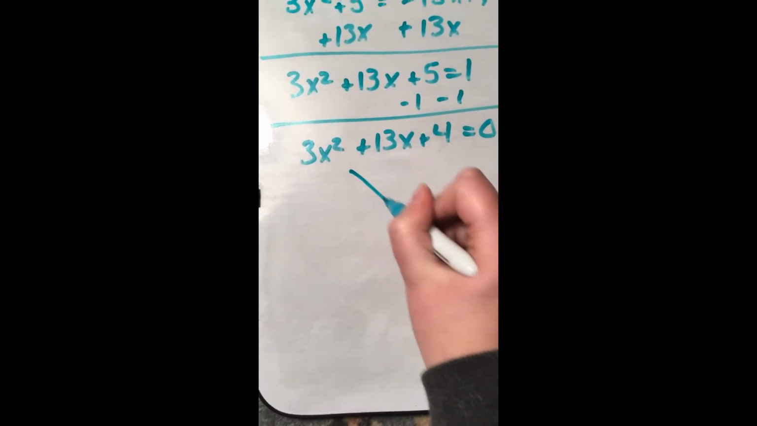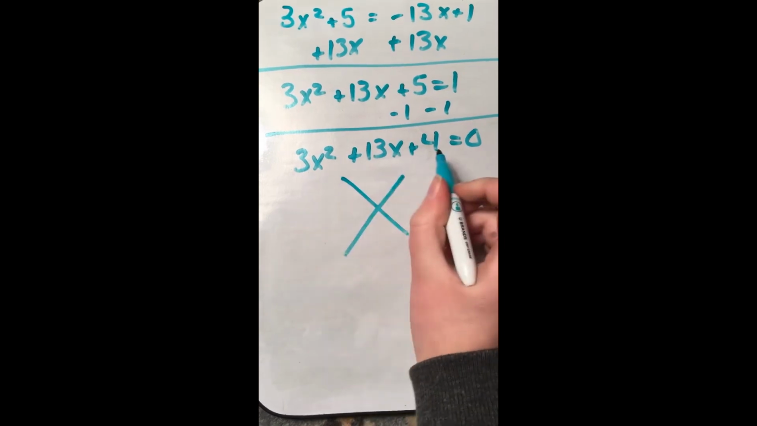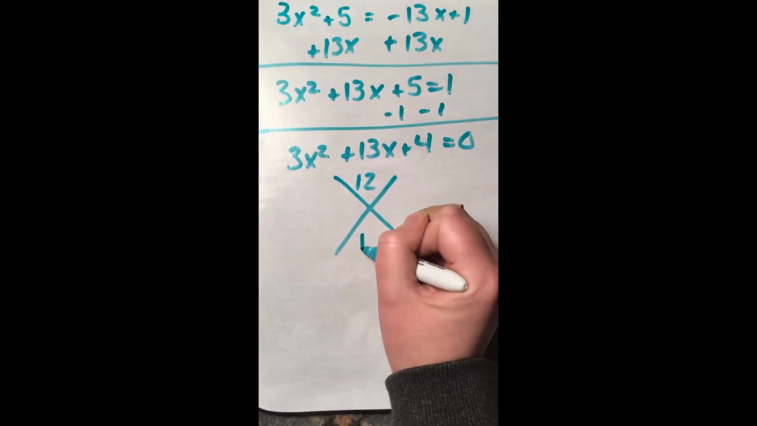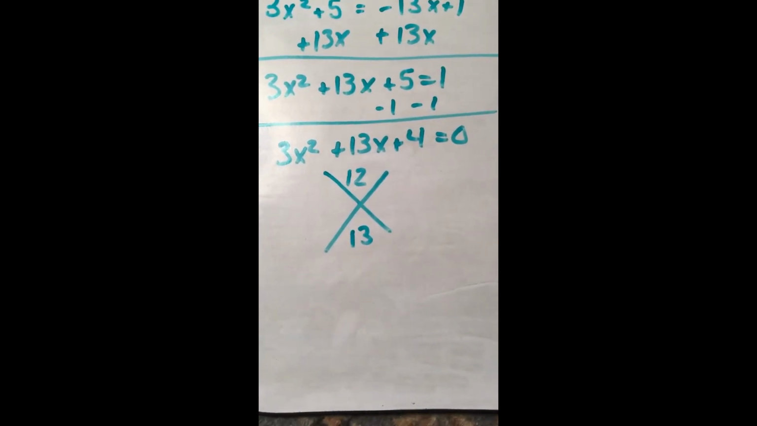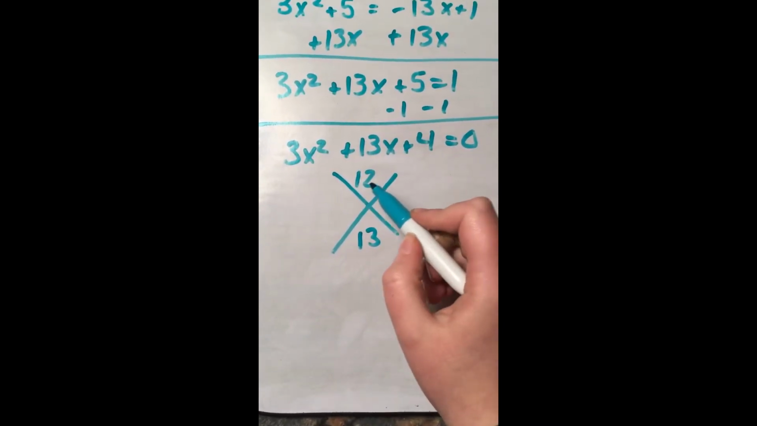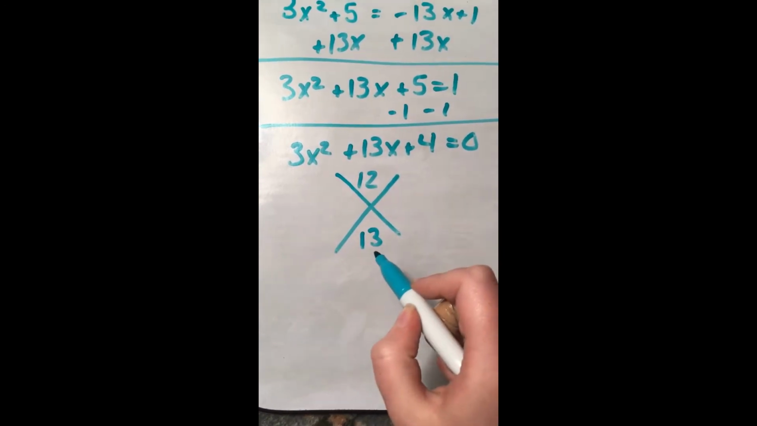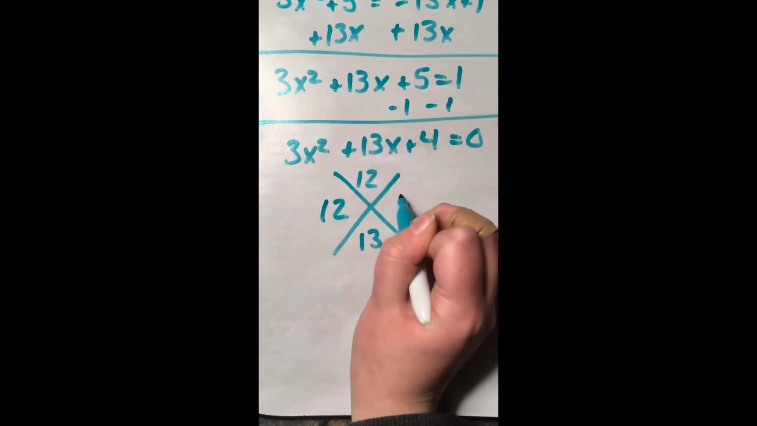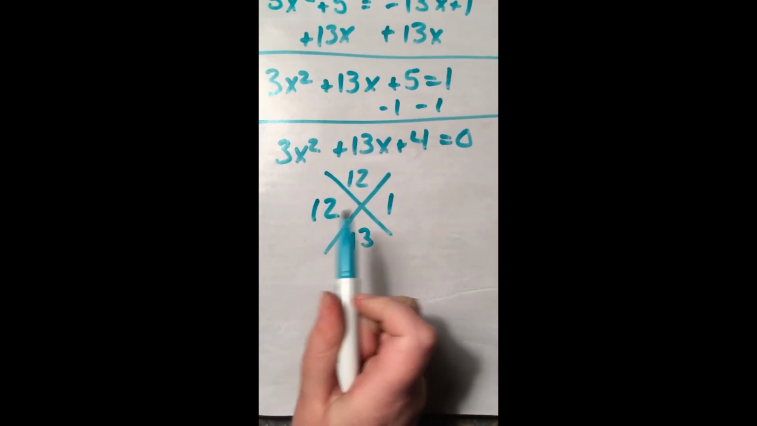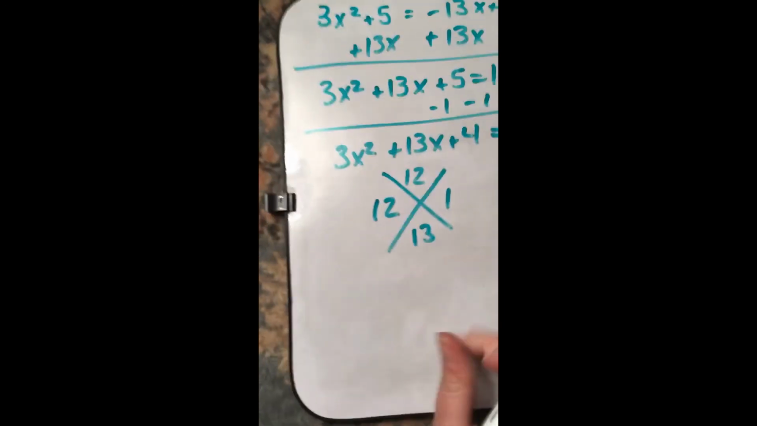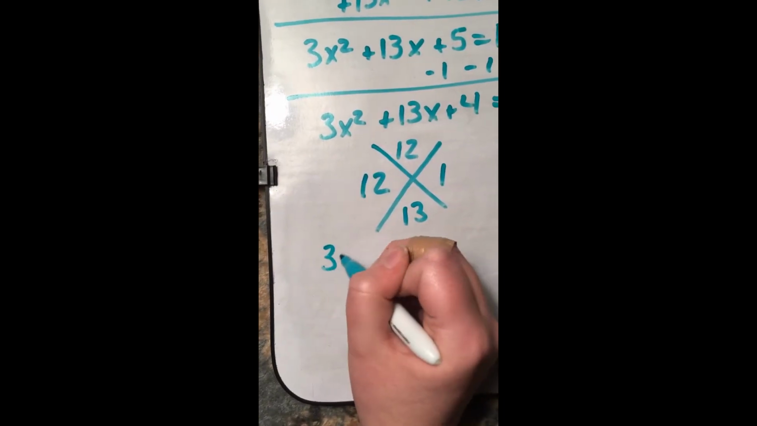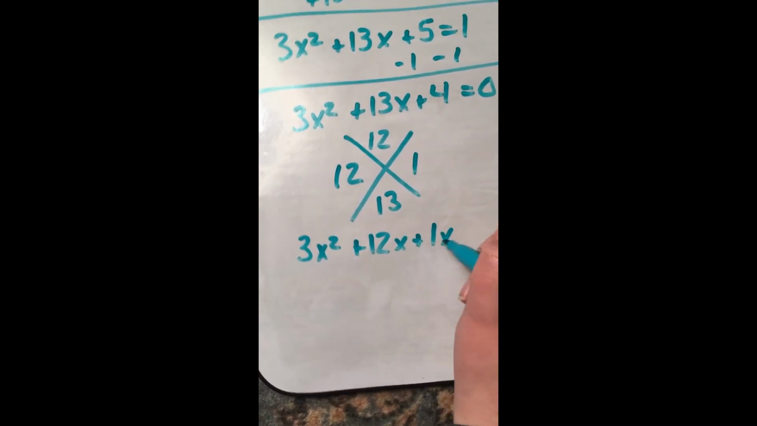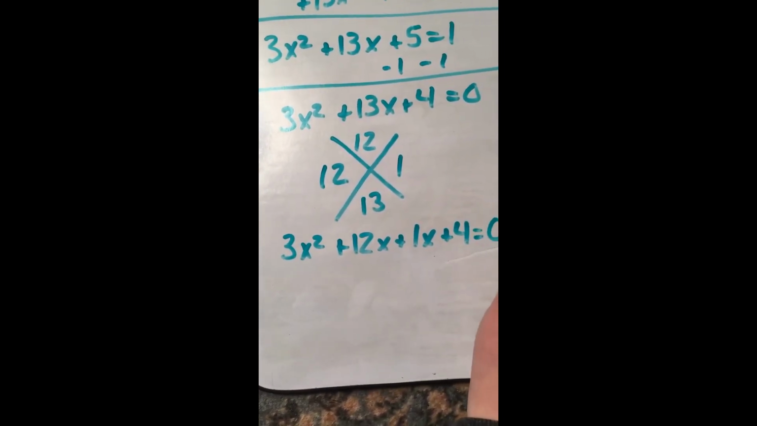Alright, so remember, 3 times 4 is 12. Middle number here is 13. So we need something that factors. So when you multiply them, you get 12, and when you add them together, you get 13. It's going to be 12 and 1, because 12 times 1 is 12. 12 plus 1 equals 13. Alright, so let's rewrite the equation. 3x squared plus 12x plus 1x plus 4 equals 0.